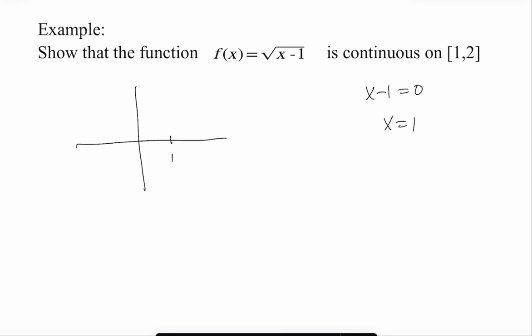And so our starting point would be at 1, 0. If you plug in 2, you get 1, and then so on. So our graph looks like that. So is it continuous on 1, 2? Well, sure it is. We can plug in 1 and get a valid response of 0. And then everything to the right of that is continuous. The graph shows us the continuity.